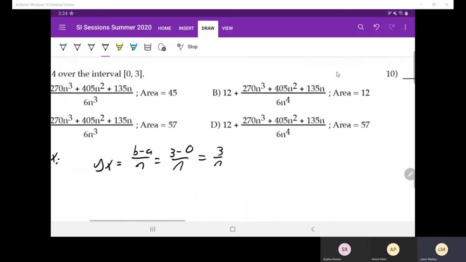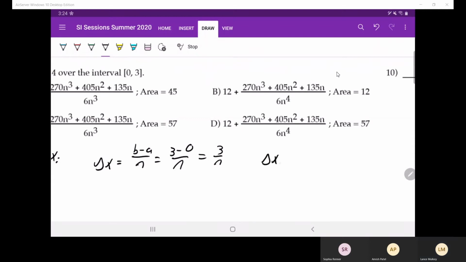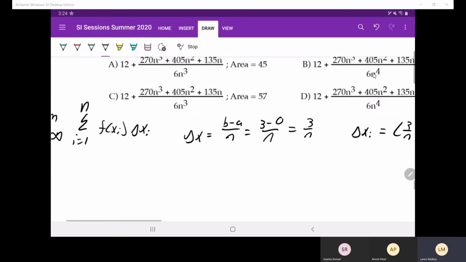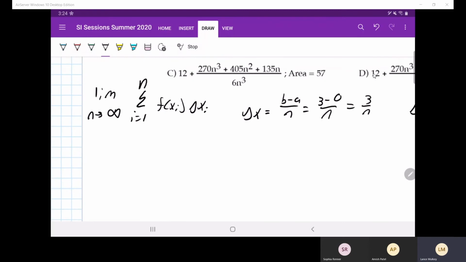And now I find delta x times i, which equals 3 over n times i. Nice and simple. So now you just plug it into the formula. You have your delta x and your f of xi. So keep your limit.